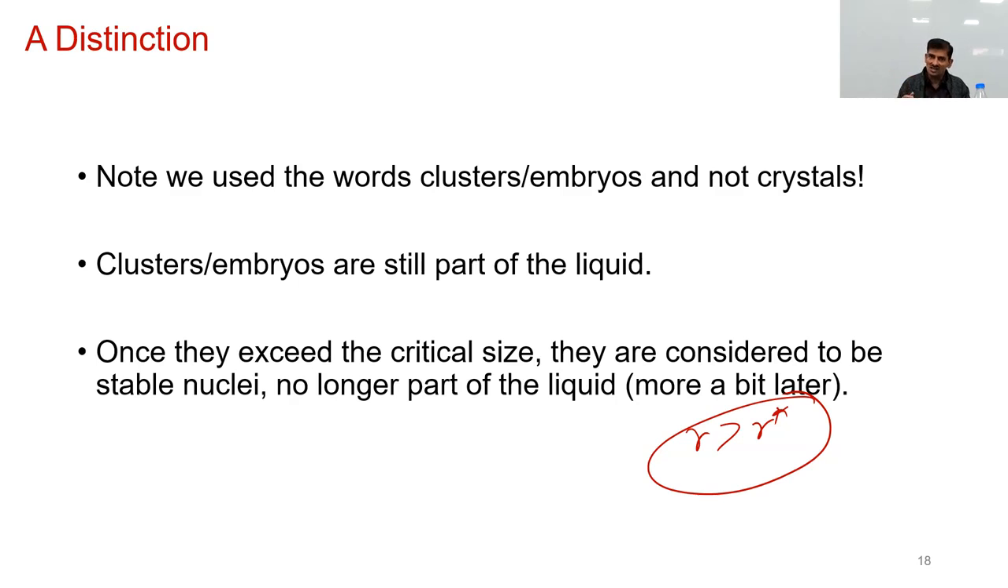Anything below r star is continuously forming and dissolving back. That is not stable. Once the size exceeds the critical radius r star, the system can lower its free energy further by getting more atoms. That's why only those clusters with a radius r bigger than r star can be considered a separate phase. Anything below r star is still considered part of the liquid, because it is not permanent, it is temporary. It forms momentarily and is gone the next moment. So this is the distinction between clusters, embryos, and crystalline nuclei. This is the finer shade of meaning that needs to be grasped.